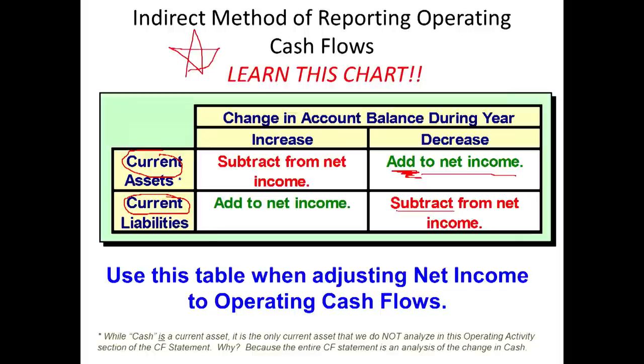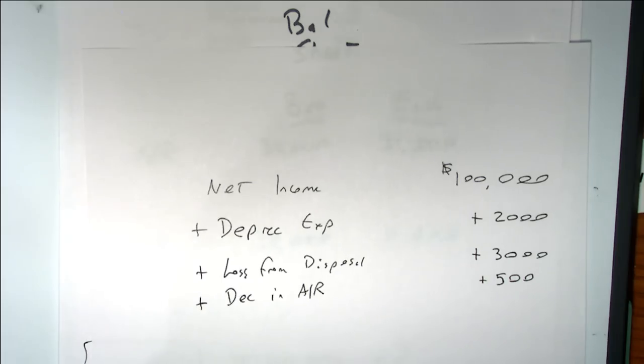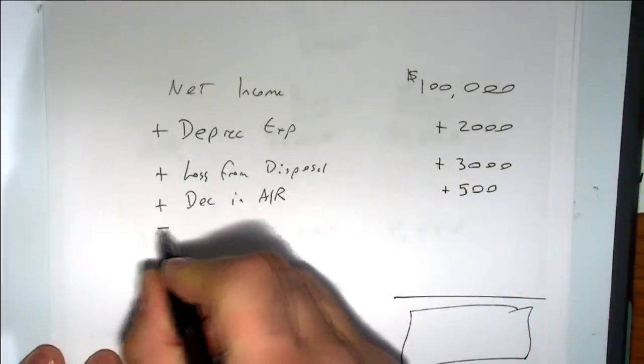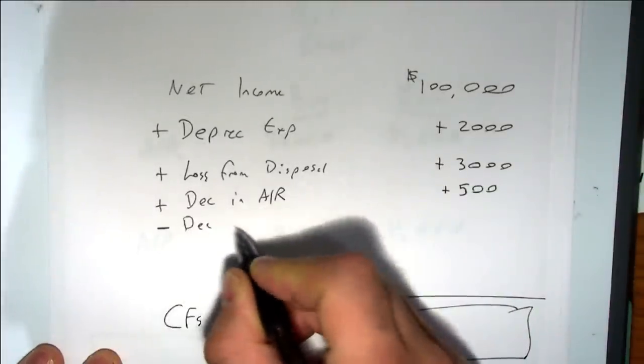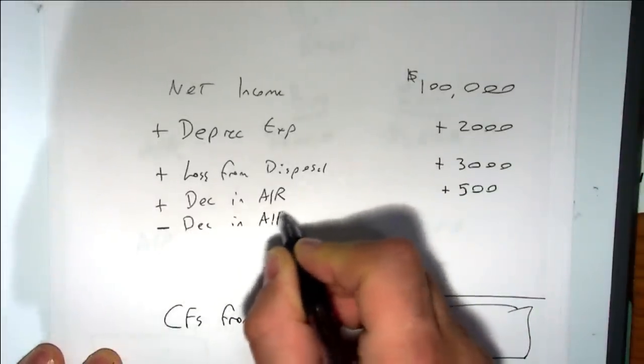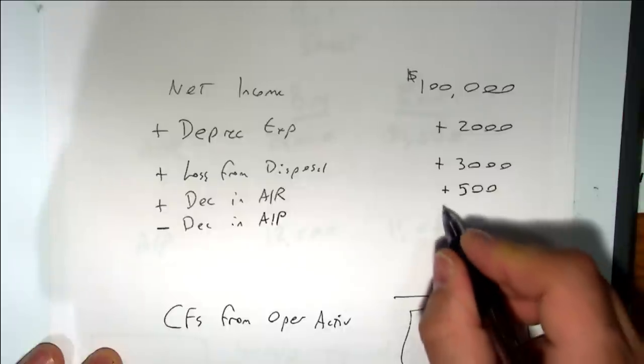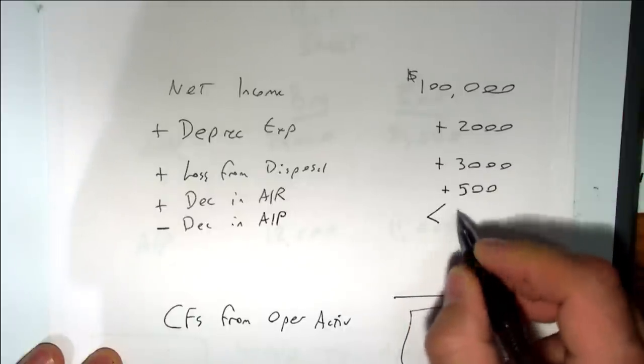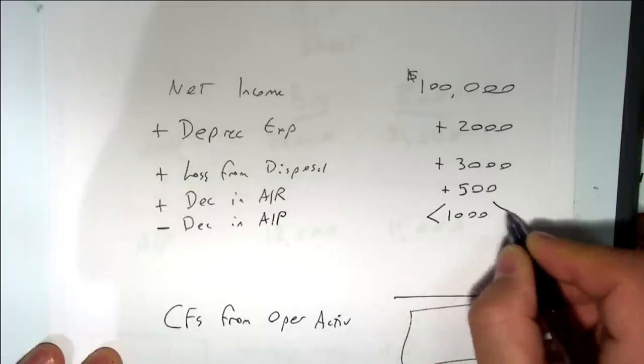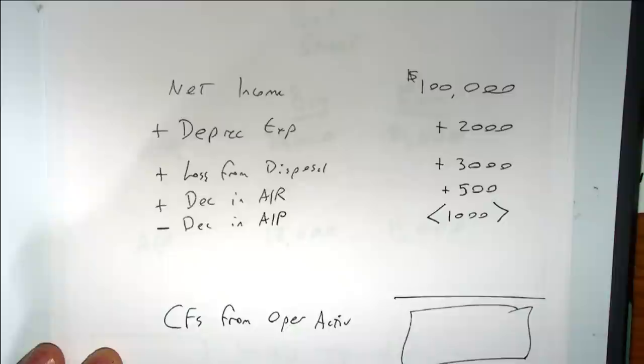So what we would do is we would say, how much did it change by? 1,000? We would say minus decrease in accounts payable. I'll use parentheses to show subtraction. Does that make sense? Now listen, folks, we do not analyze all changes in all assets and liabilities.